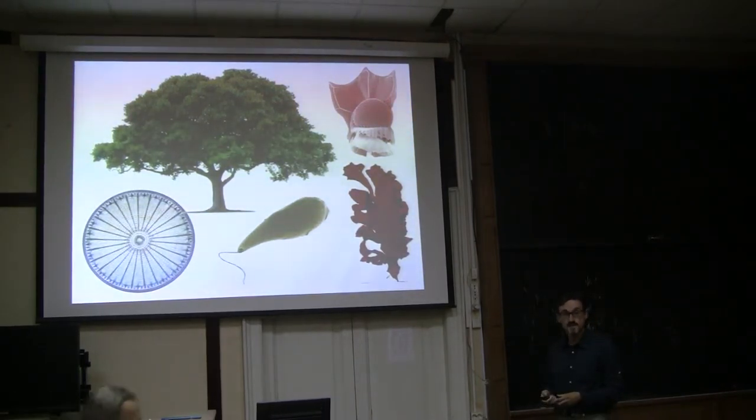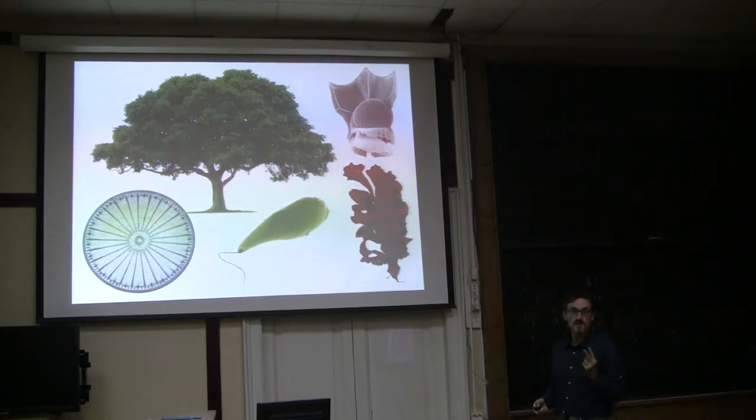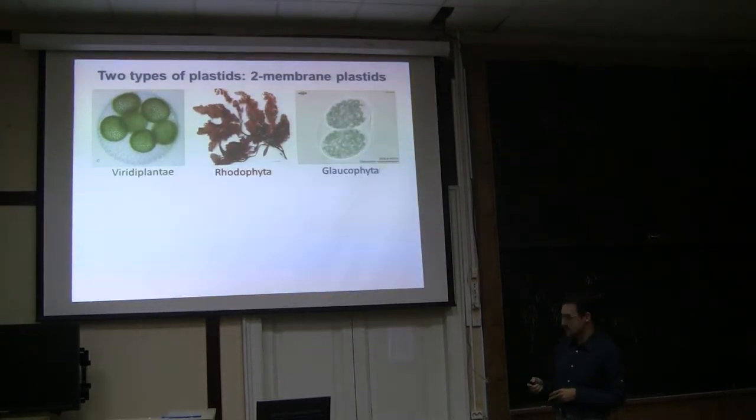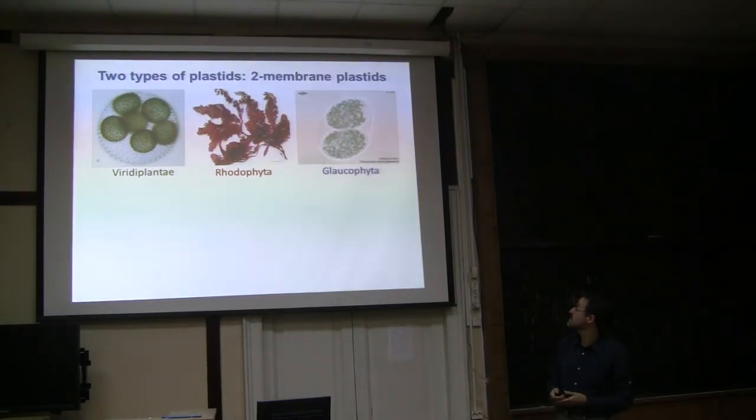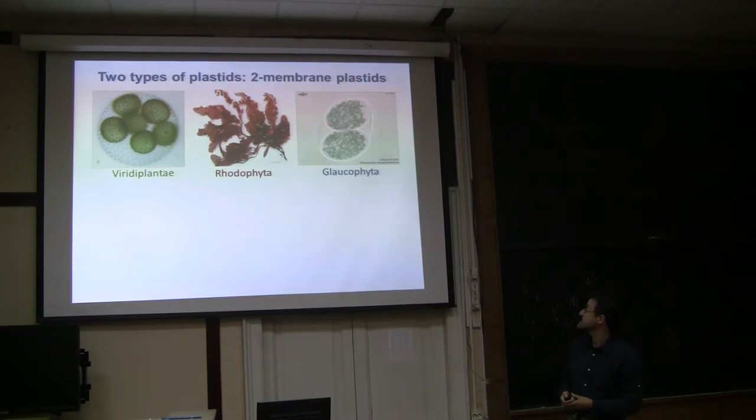So photosynthetic eukaryotes are very diverse, but they can be grouped into two major groups according to one characteristic of their chloroplasts or plastids, which is the number of membranes. There are photosynthetic eukaryotes that have plastids with only two membranes, and these are found in green algae and green plants, in red algae, and in a small group of algae called the glaucophytes.